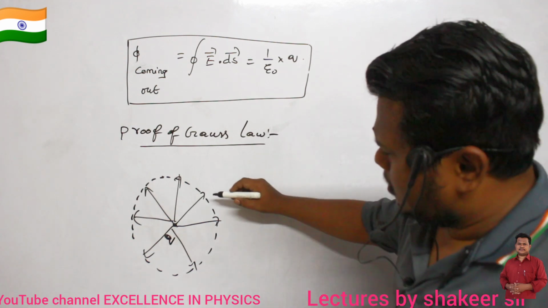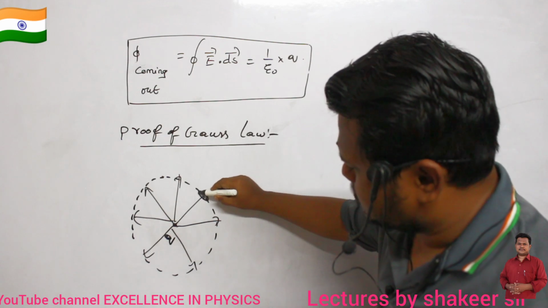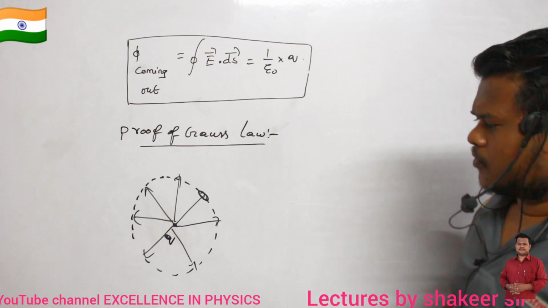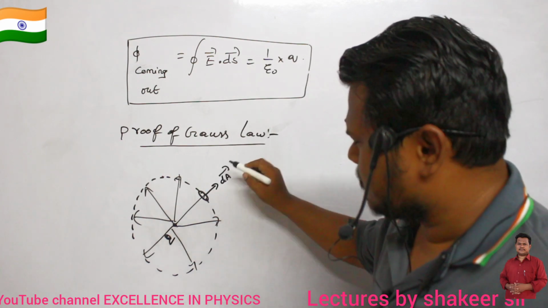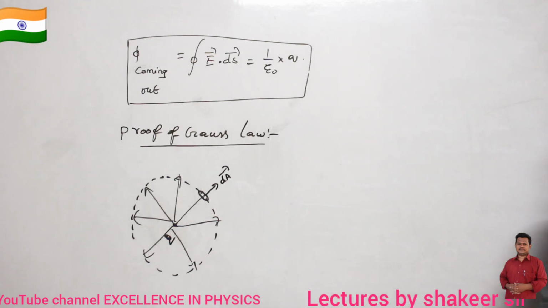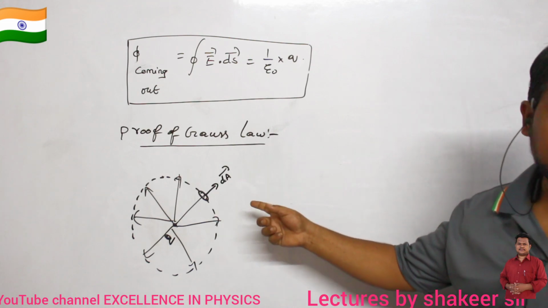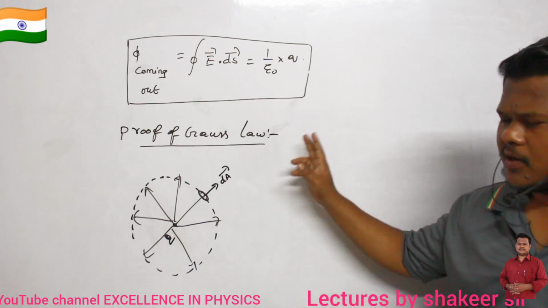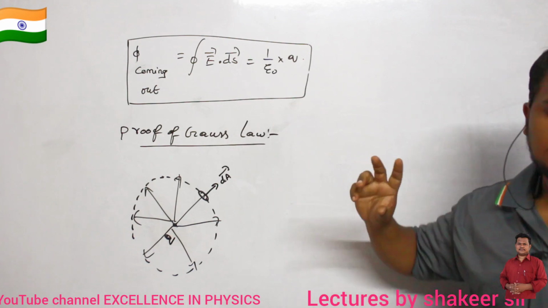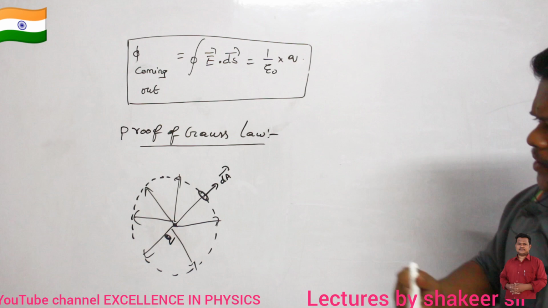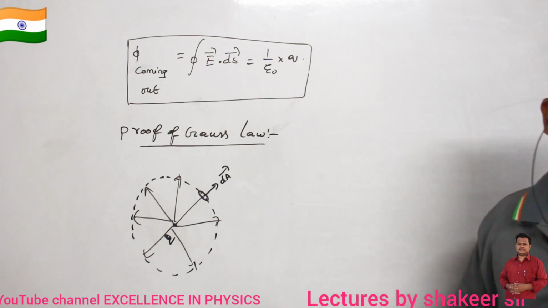So for example, on this Gaussian surface, if I take a small area, what is the area of this one? I can indicate it by dA. What is meant by dA? A very small amount of area. And what is the direction of area? The direction of area is always the outward drawn normal. Clear? So this is the outward drawn normal to this small area dA which I am taking.